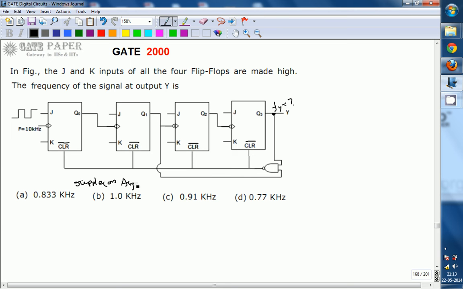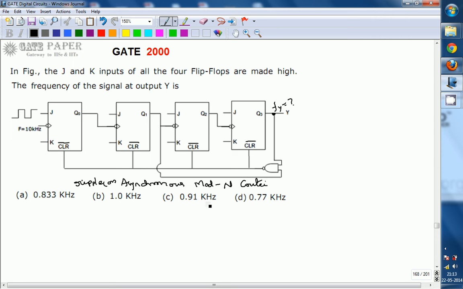It is called a ripple or asynchronous mod n counter. Mod n implies n number of unique states it is going through. The counter is going through n number of unique states before repeating. So that n number of unique states is treated as the modulus of this counter. So this is a ripple counter, also called an asynchronous counter with modulus of n.